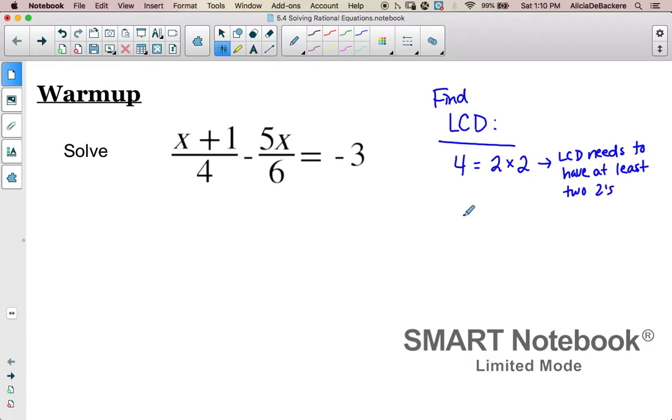And then I look at my second denominator, 6. When I do the prime factorization, 6 is the same as 2 times 3. Those are both prime numbers, so I know I'm done. That tells me my lowest common denominator needs at least 1 2 and at least 1 3.